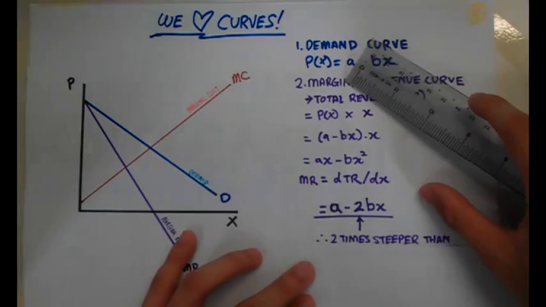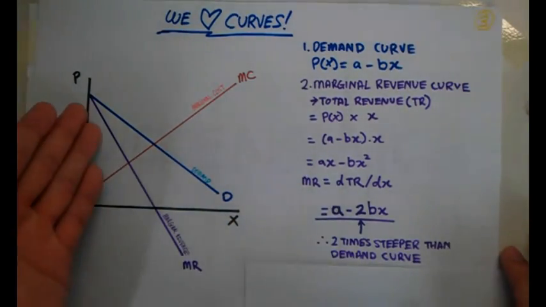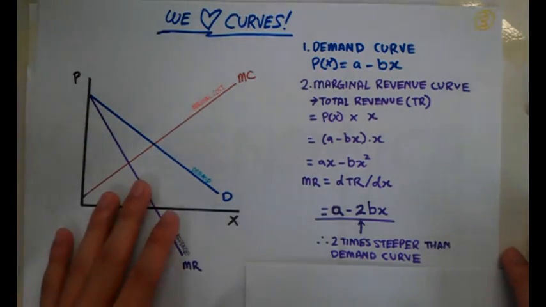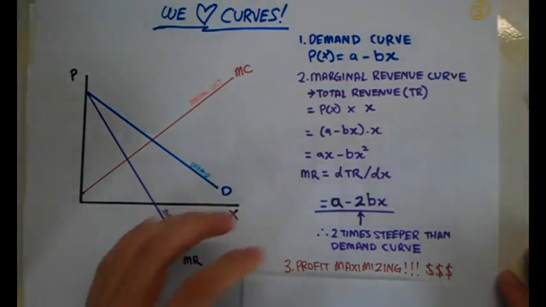Once there's a 2 in front of the B, it just means that it is 2 times steeper than my demand curve, and that is why marginal revenue is 2 times steeper. Now, the third point that I want to bring across to you is that the monopoly is a profit maximizing market structure.